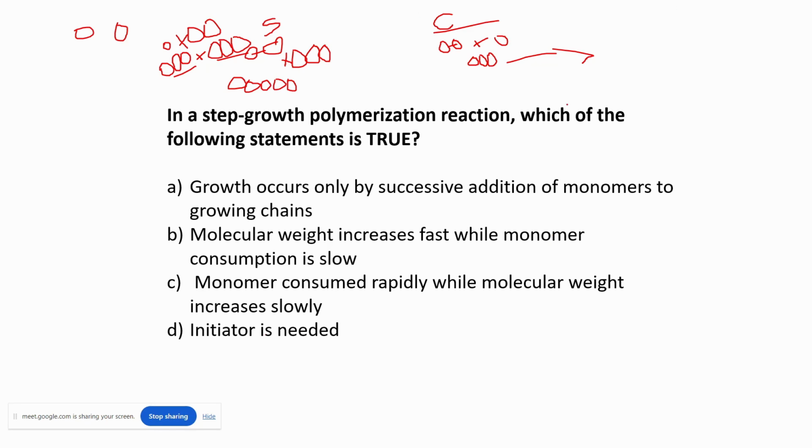And in the chain reaction, only an initiator is needed. In the step reaction, there are functional groups and they interact with each other. There is no specific initiator needed for that. So the correct statement here would be: monomer is consumed rapidly, but the molecular weight increases very slowly. Only towards the end, when the bigger chains interact with each other, will it form a bigger chain, and the final molecular weight will be bigger. So option C will be the correct answer here.